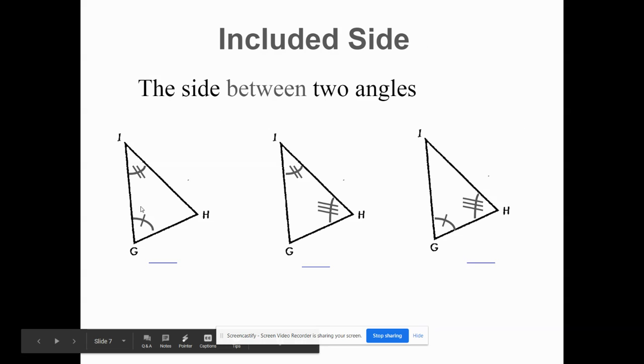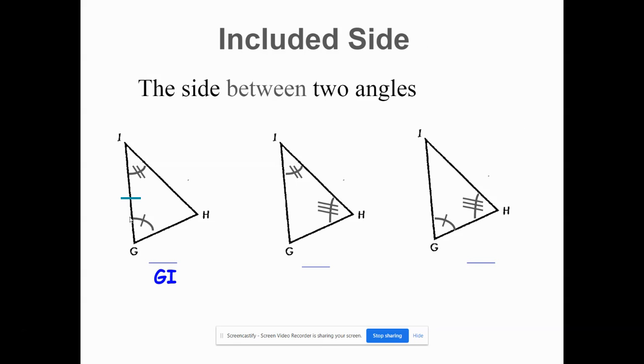So here, my included side in between those 2 angles is GI. Here, my included side would be HI. And here, my included side would be GH.